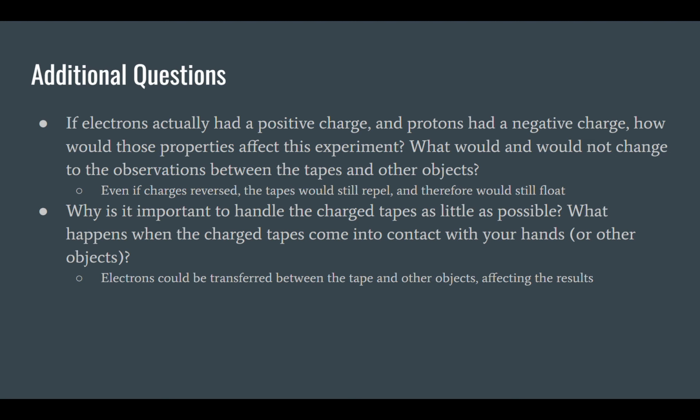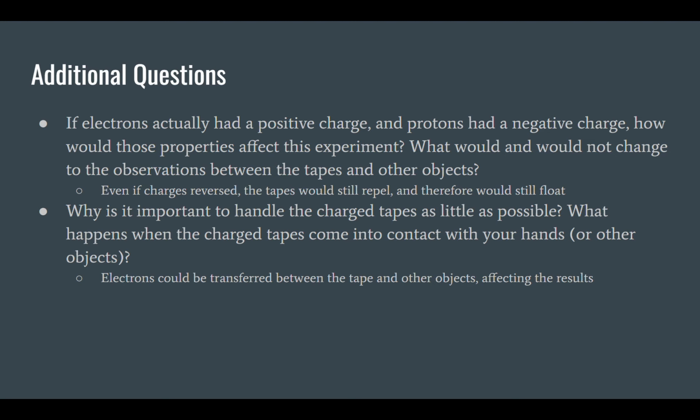This means that we'd be able to see the tape floating because an interaction between the two would have been visible. Secondly, why is it important to handle the charged tape as little as possible, and what happens when the charged tapes come in contact with your hands or other objects?